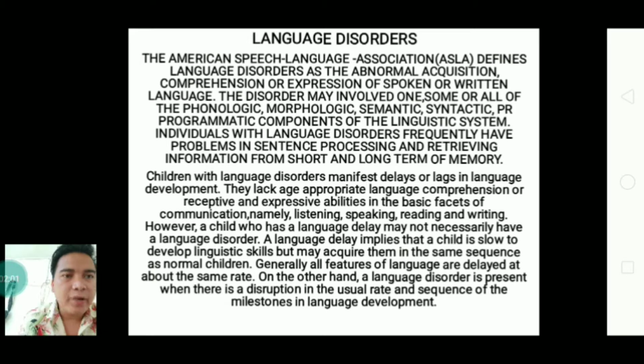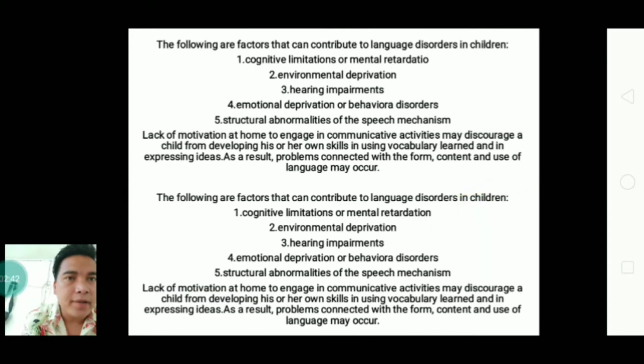However, a child who has a language delay may not necessarily have a language disorder. A language delay implies that the child is slow to develop linguistic skills but may acquire them in the same sequence as normal children. Generally, all features of language are delayed at about the same rate. On the other hand, a language disorder is present when there are disruptions in the usual rate and sequence of the milestones in language development.